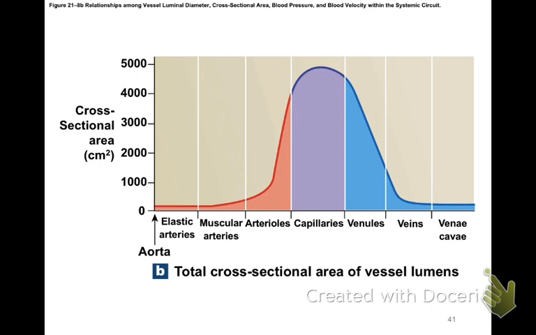So again, this makes sense. You're trying to get that blood to all those thousands of capillaries, and if you sent the blood to all the capillaries at the same time, well, you don't. They just mostly take turns. So very high total cross-sectional area in the capillaries.